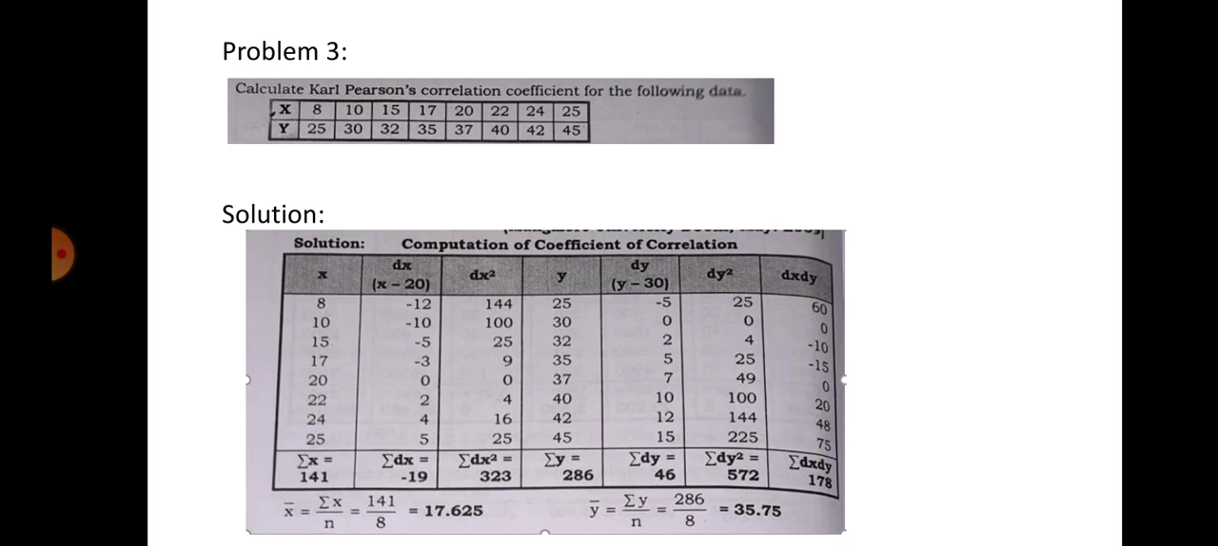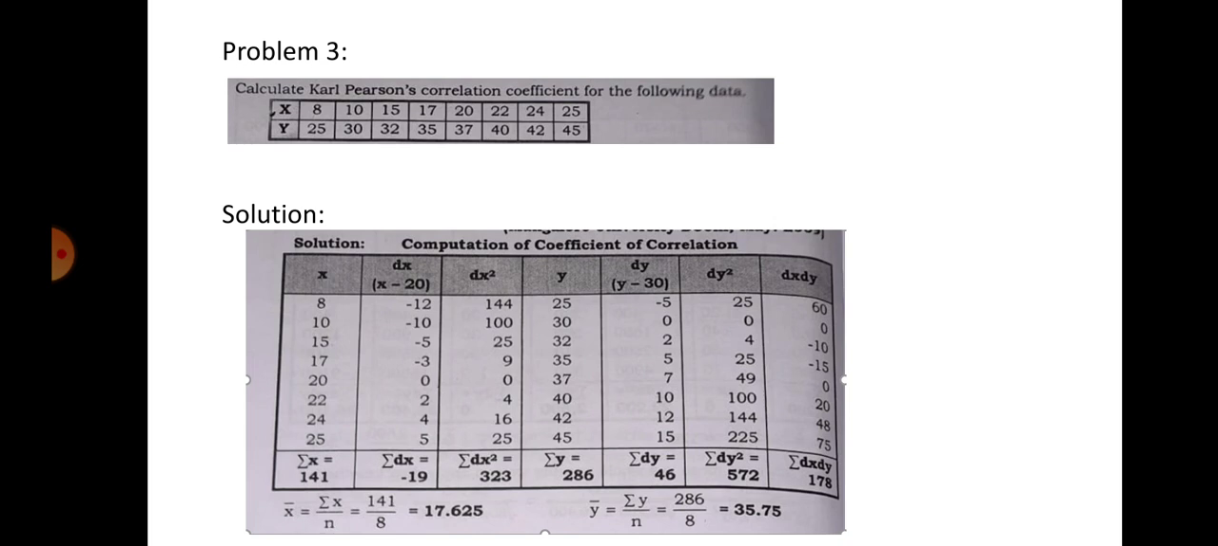Similarly, you have to find the values for the y series also, by taking 30 arbitrarily, which he has taken roughly. You can even take 35 provided your computations are correct. That is dy. All of us are going to get the same value of the correlation coefficient. Next, dx square: minus 12 square, third column. These are the values. Minus 10 square is 100. Minus 5 square is 25. Minus 3 square is 9, then 0, 4, 2 square, 4 square, and 25. Addition gives 323 as the answer.